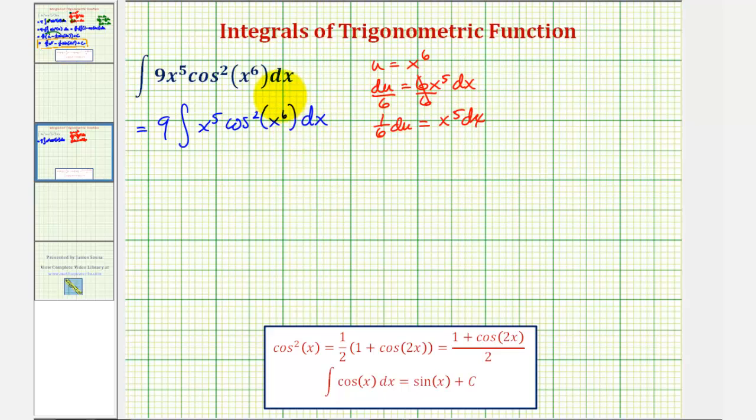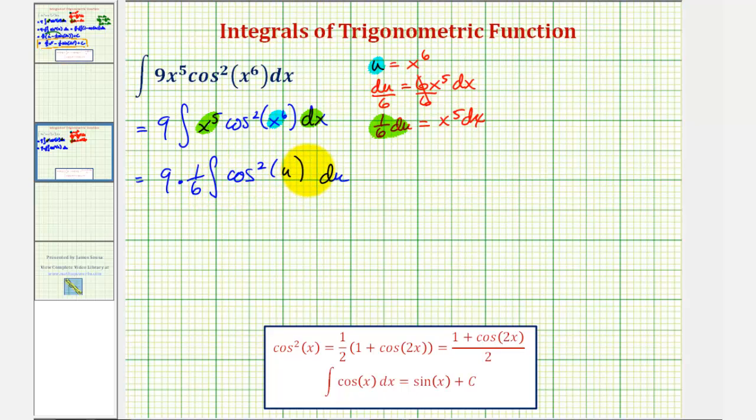And now let's write this in terms of u. So we'll have 9 times the integral of x to the 5th dx again is equal to 1/6 du. So we'll factor out the 1/6 and we have differential u, and x to the 6th is equal to u. So we have the integral of cosine squared u.